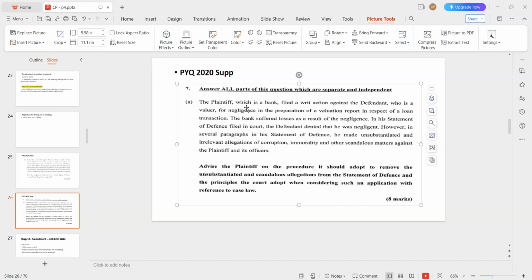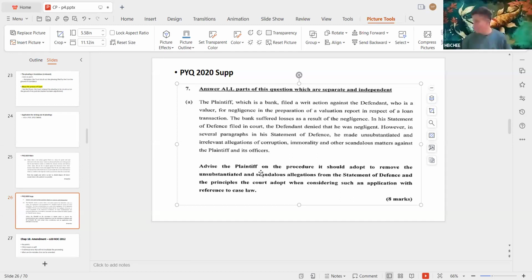Yeah, which ground are you recommending? Is it A, B, or C? No cause of action. This is scandalous. So scandalous basically is on B.